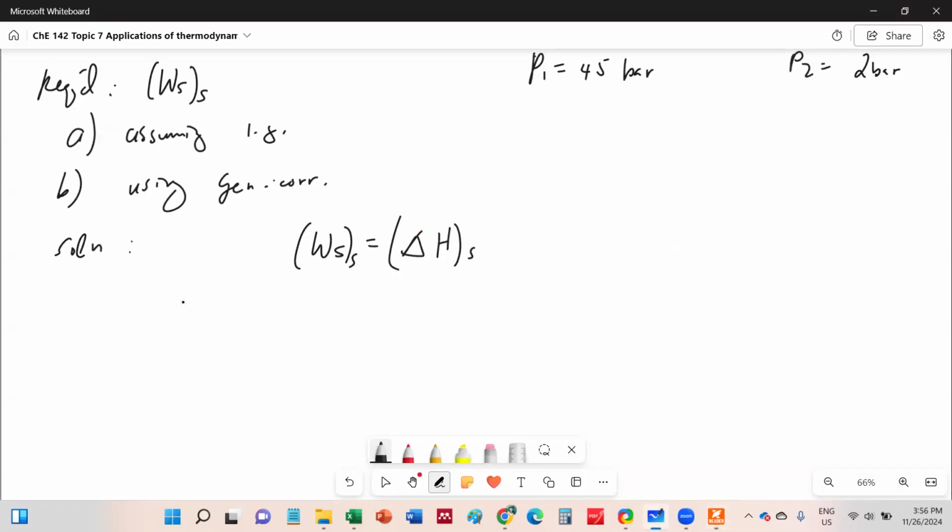What's the first thing that we need to do? Well, for letter A, assuming ideal gas, let me write letter A right here. What is our working equation? In general, this is our working equation from lecture 6. So originally we do the integral of CP dT, right?